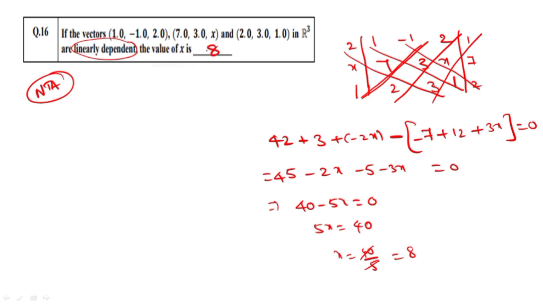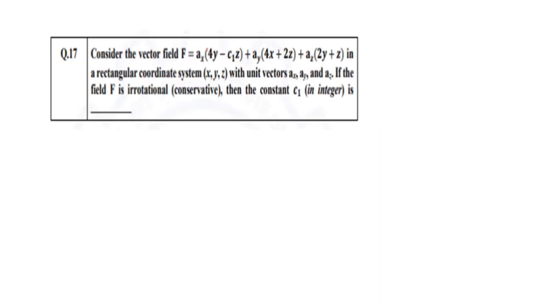So likewise we have to solve. In case of linearly dependent vectors, the determinant will be 0. To find the determinant by the shortcut procedure, go through my linear algebra videos. There you will find it.